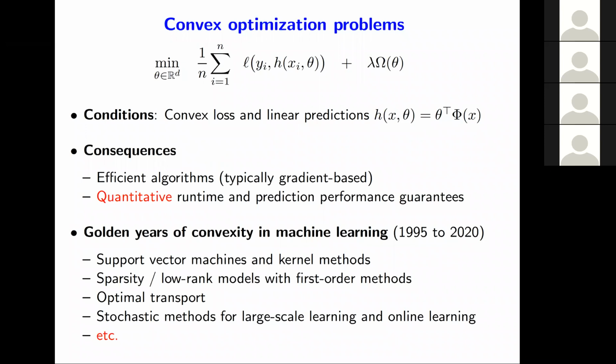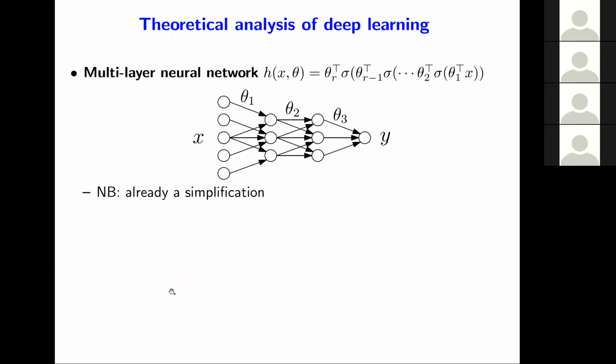And this was true for kernel methods, also true for sparse problems based on L1 norms, optimal transport, stochastic techniques for large scale learning, and many others. If I had come to give a talk like 5 years ago, I would probably have talked about something like this. But the issue is that people want to analyze what's happening for non-convex models.